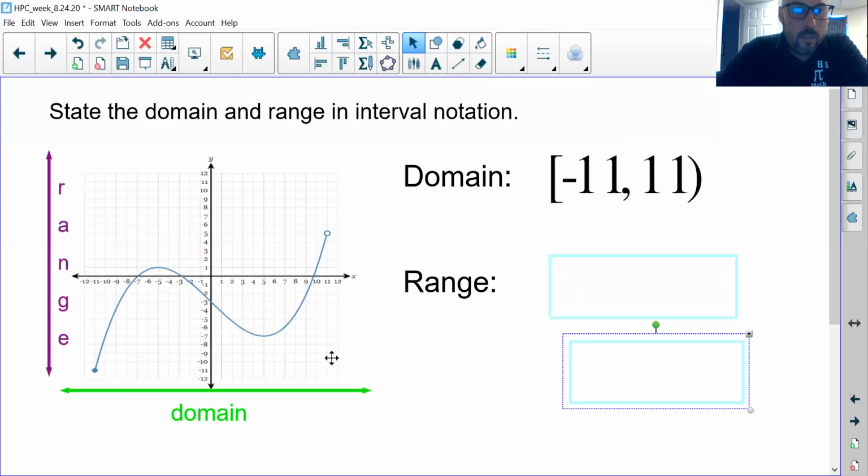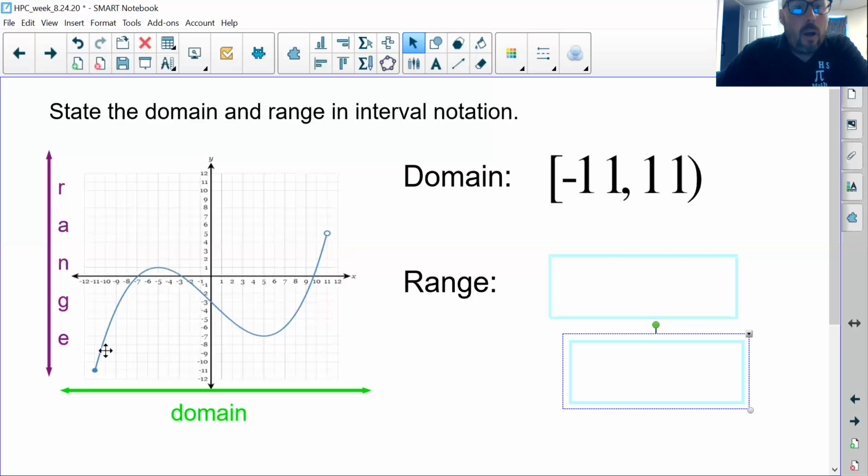The range, you need to think now up and down, up and down. And we're going to start our range value with the smallest possible range value and end on the biggest. Well, the smallest range value, there's a range value of -7. That's pretty small. But even smaller than that is -11. That's the least range value, -11.